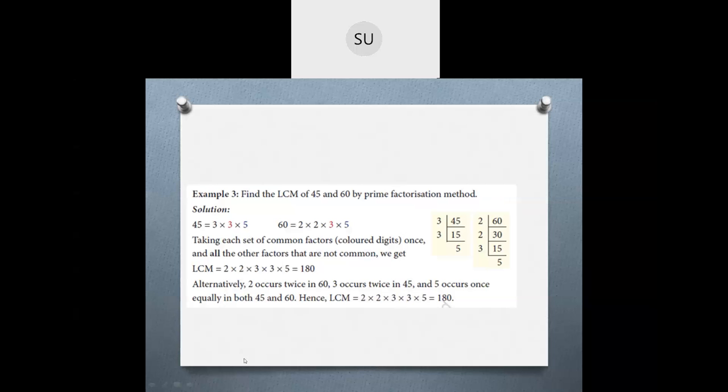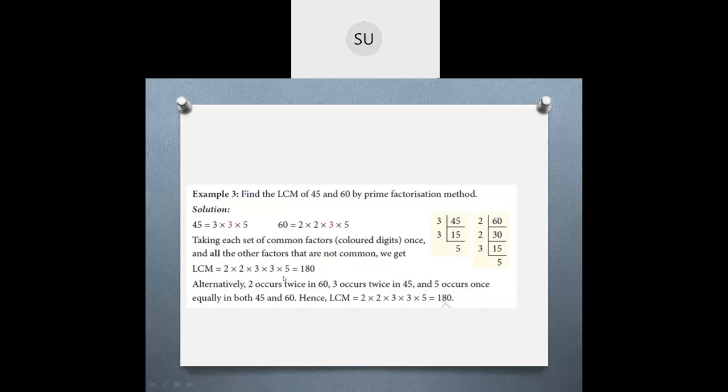Then we have the prime factorization method. What you do in the prime factorization method is prime factorize using the division method. You'll get the prime factors like this. For both the numbers, write down the prime factors. Then to write the LCM, first you write the common factors for both numbers. What are the common factors here? 3 and 5 are common factors. So 3 into 5. Then all the rest of the factors which are not common, you write them. So we have 2 into 2 into this 3 here.